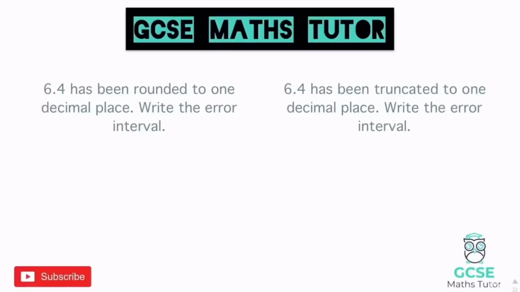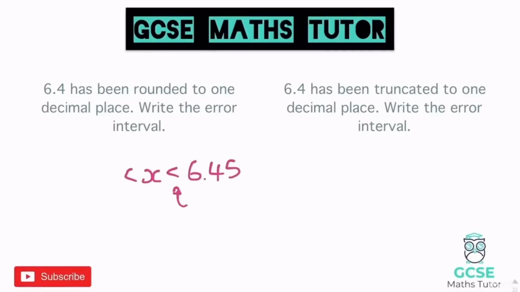Okay, some error intervals. 6.4 has been rounded to one decimal place and write the error interval. So the error interval, we always tend to put either 6.4 or a letter in the middle, depending on what the question is, and we have our arrows always pointing to the left. So we're going to find the upper and lower bound. Now 6.4, if it's been rounded to one decimal place, it couldn't have been 6.45. As soon as that 5 goes after that 4, it would have rounded up to 6.5. So we put that on the right hand side as our biggest possible number, that it couldn't have been 6.45. So it can't be equal to that number, so we leave that symbol as it is. It's got to be less than 6.45.